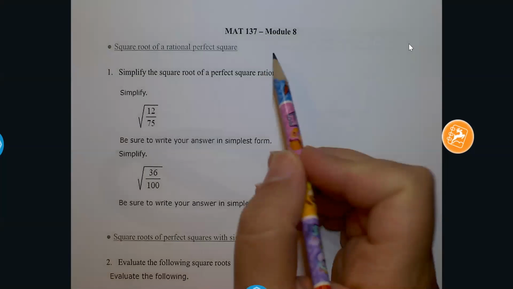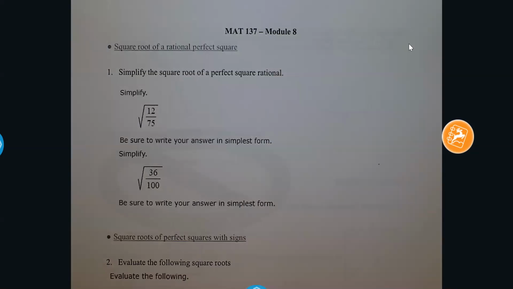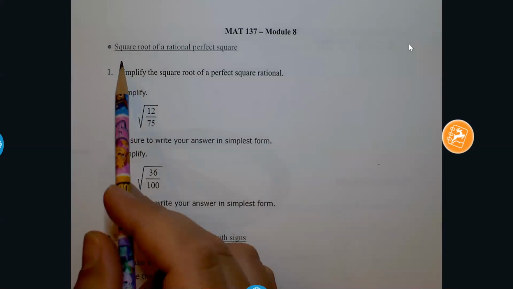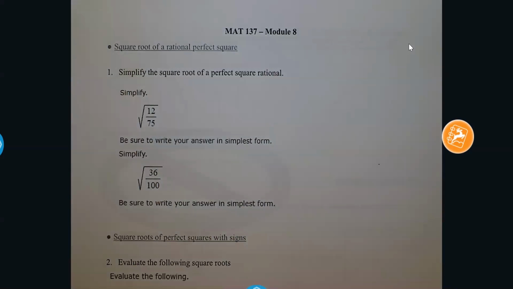Hey everybody, we're going to be starting Module 8 now. Just to let you know, there are some topics in Module 8 that we are getting rid of. So let's start with the first topic, the square root of a rational perfect square.